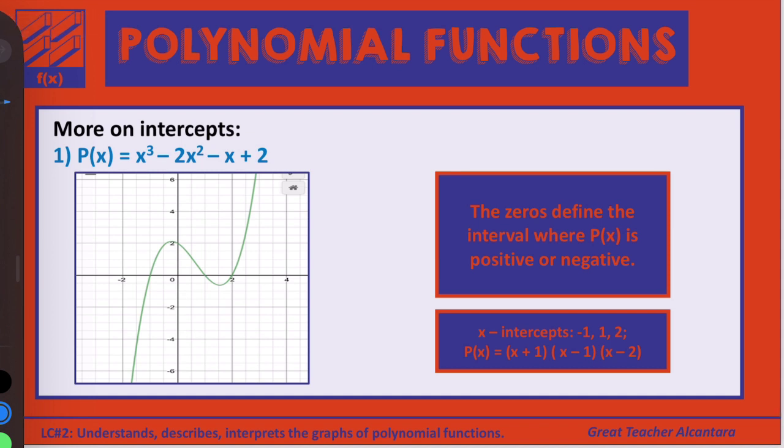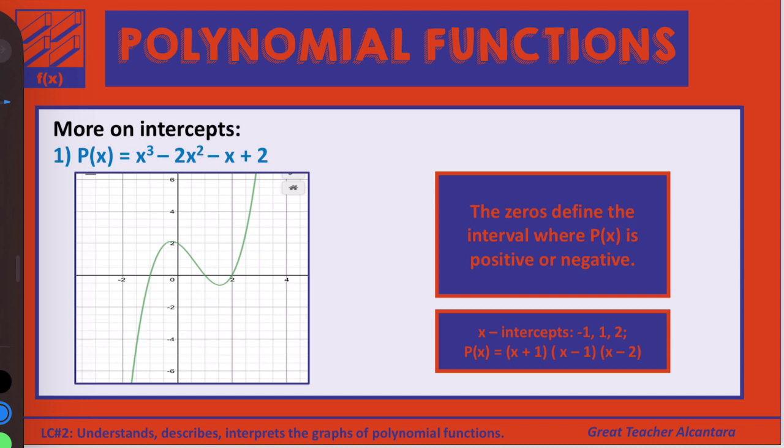Now, let's say that we have the given polynomial function that we had earlier. P of x is equal to x cubed minus 2x squared minus x plus 2. Now, we have already identified that the zeros or the roots of this, the x-intercepts, are negative 1, 1, and 2. The factored form is x plus 1, that's your first factor. Second one is x minus 1, and the last factor is x minus 2.